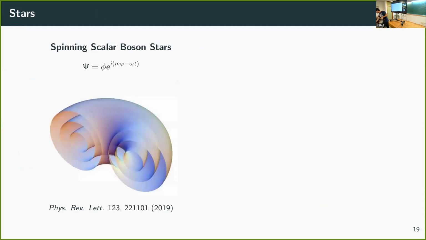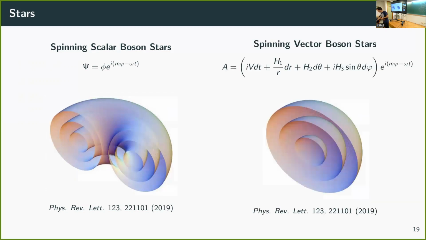For the stars, there are 2 classes of stars that I will consider. The first one is the spinning scalar boson stars, where the ansatz for the scalar field is given here. For these solutions, the morphology of the energy density is toroidal, as you can see. And the second class is the spinning vector boson stars. Here again, we have the ansatz for the vector field. And in this case, the morphology of the energy density is spheroidal, it's a sphere. So these 2 classes of stars can be quite different.